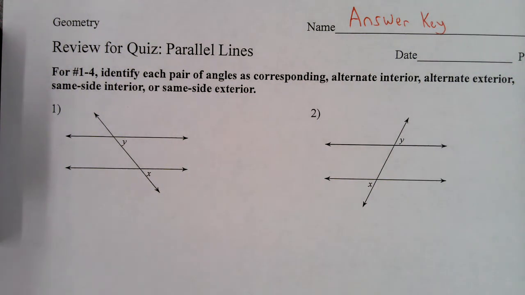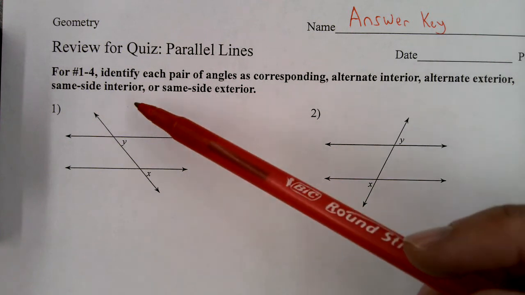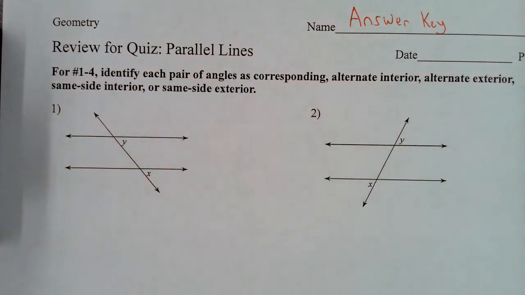Okay, so this is the review for the quiz on parallel lines. For examples 1 through 4, you have to identify each pair of angles as corresponding, alternate interior, alternate exterior, same side interior, or same side exterior.